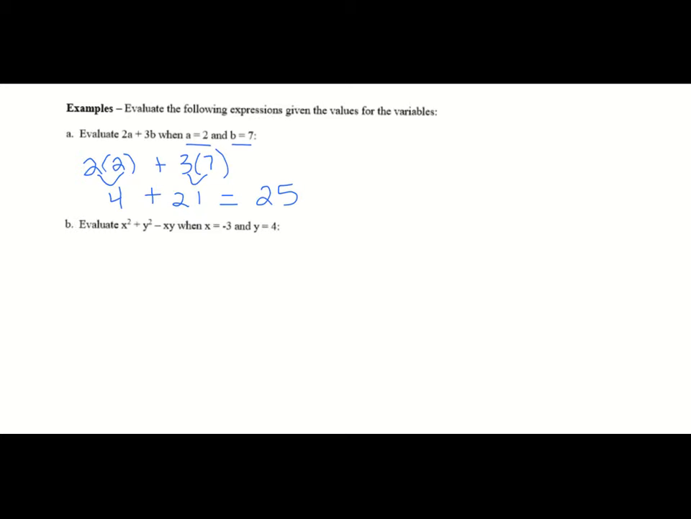The next one, we have x squared plus y squared minus x times y. So x squared, that is going to be negative 3 squared plus 4 squared minus negative 3 times 4. Now, for the first part, you may notice that I put this in parentheses. If you use your calculator to evaluate it, you need to put it in parentheses because we're squaring x, and x is negative 3. So we're doing negative 3 squared, so it will be negative 3 times negative 3, which gives me a positive 9.